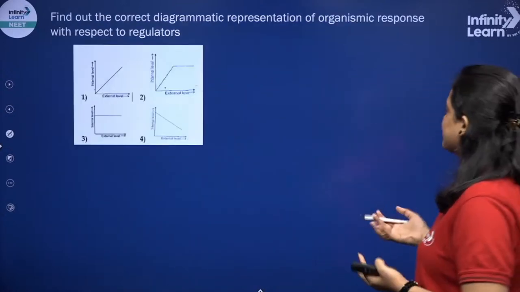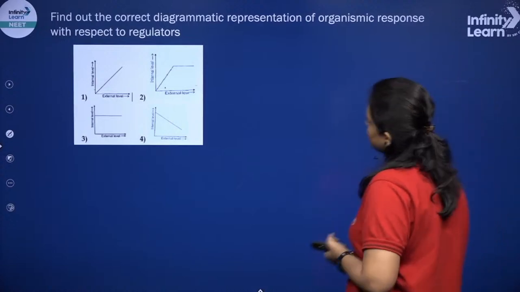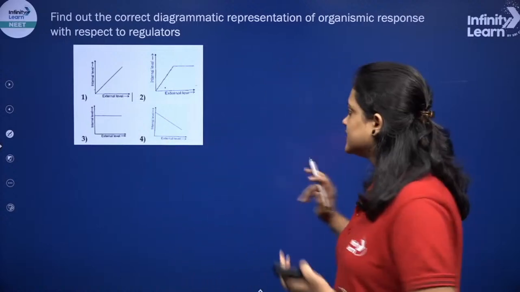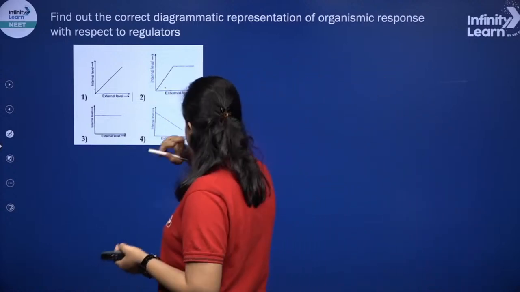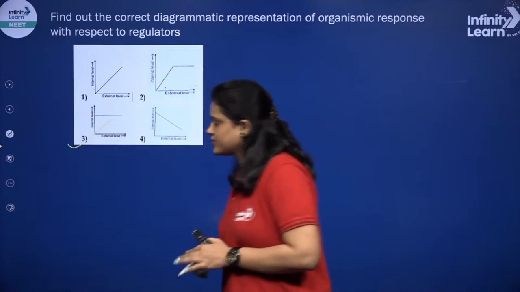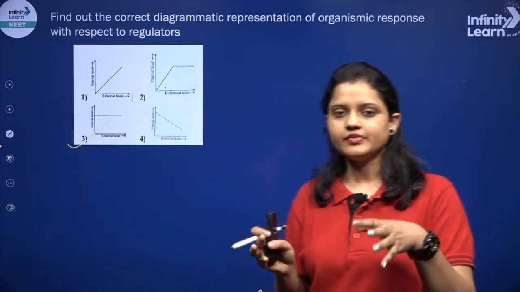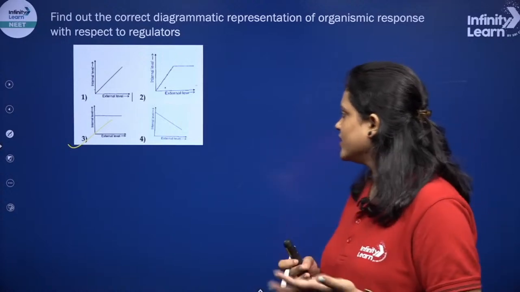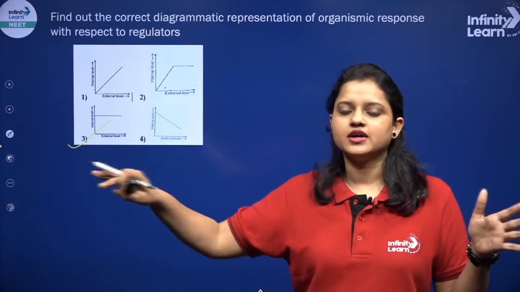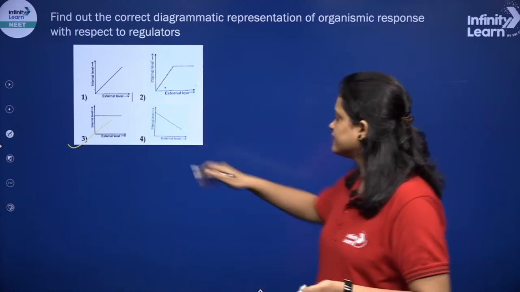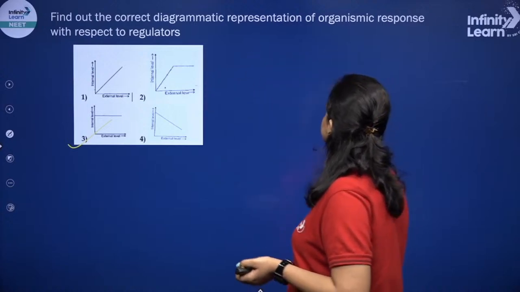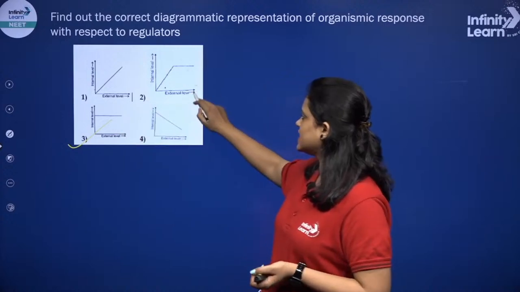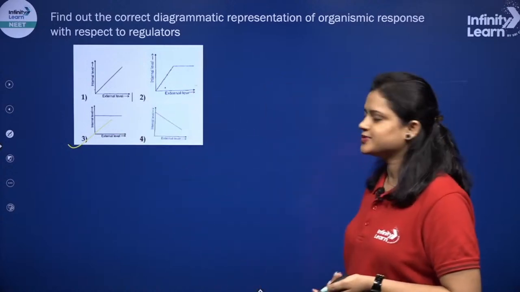Find out the correct diagrammatic representation of organismic response with respect to regulators. So which of the following graphs is showing the graph of regulators? It is the third one. What are the regulators? These organisms are able to regulate their internal body temperature, right? Or internal body environment. Okay, so their internal body environment will be constant. So the third graph will exhibit the diagrammatic representation of organisms with respect to regulators. These are conformers and these are partial regulators. So the correct option here was 3.